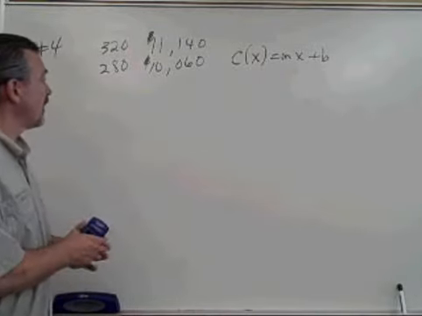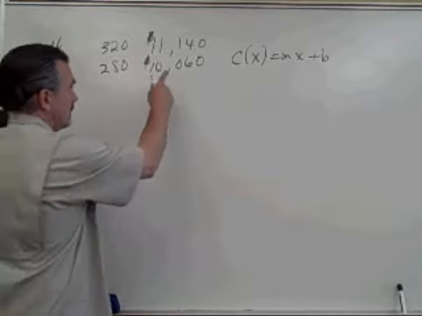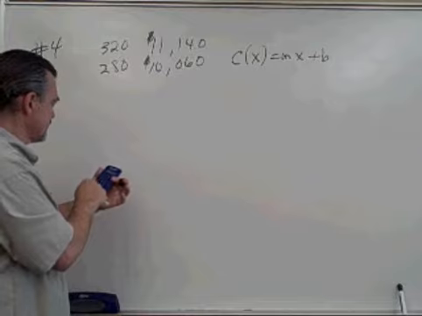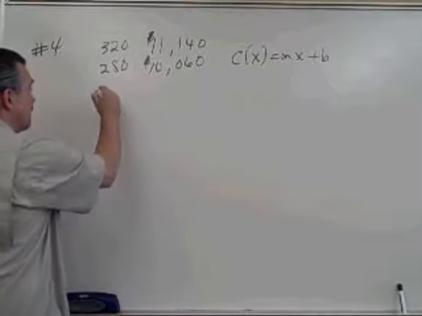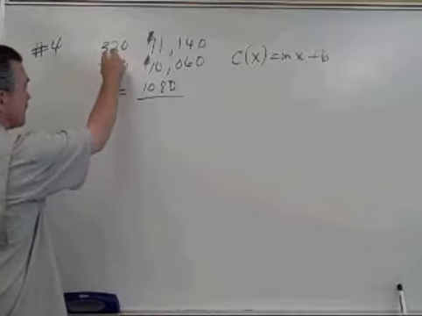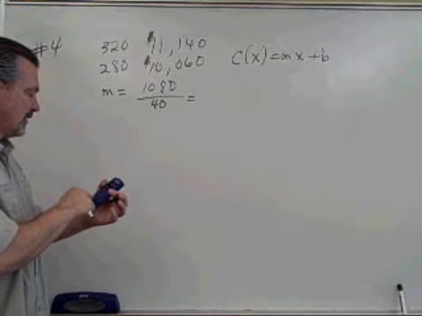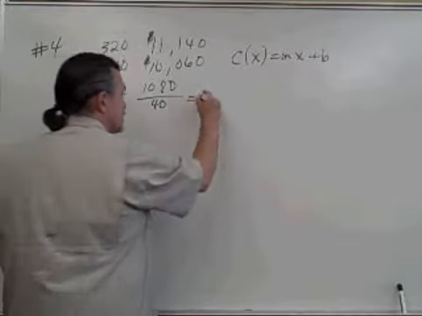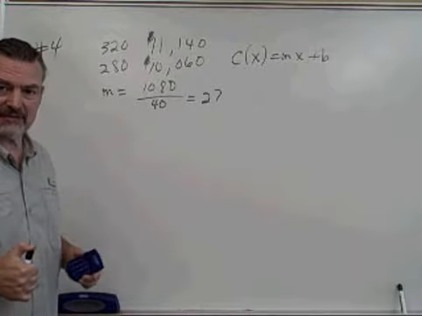So I take my change of y over change of x. Well, what's the change here? 11,140 minus 10,060. That's my change of y. So that's 1,080 over a change of x, which is 40. So 1,080 divided by 40 will give me my slope, my unit cost, which in this case is 27. So that tells me each pair of binoculars costs $27.